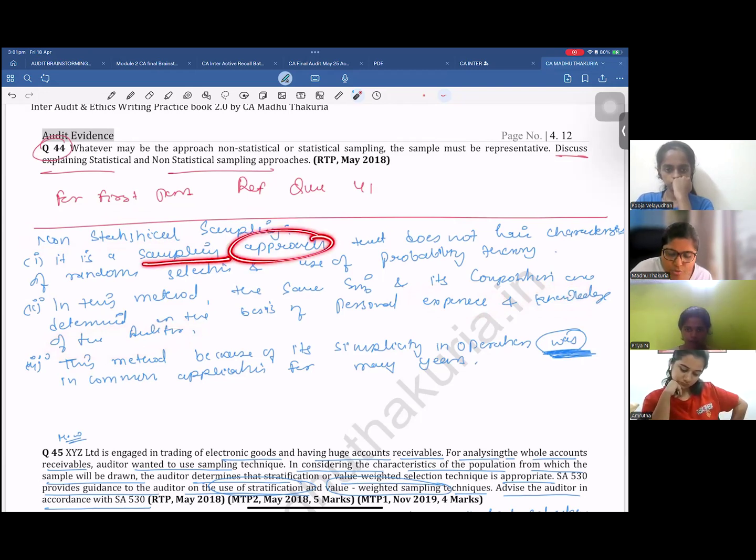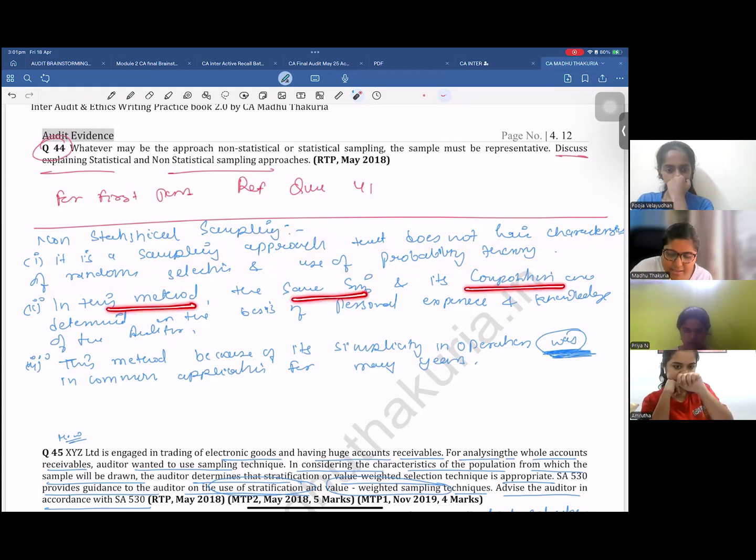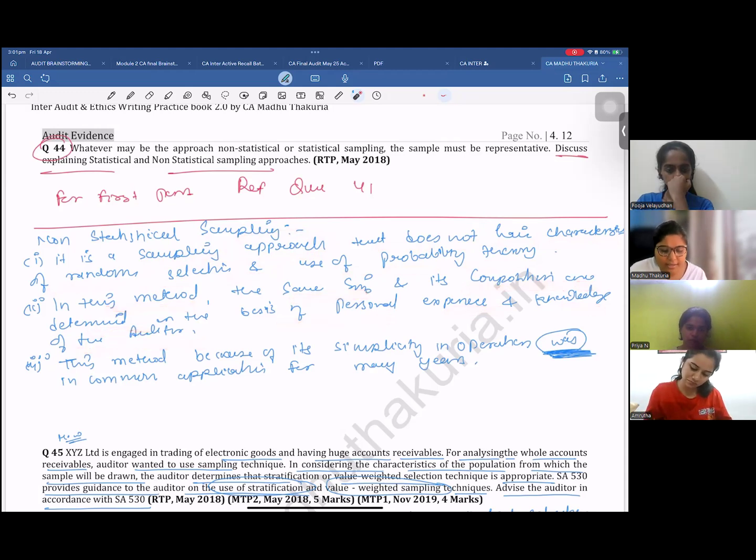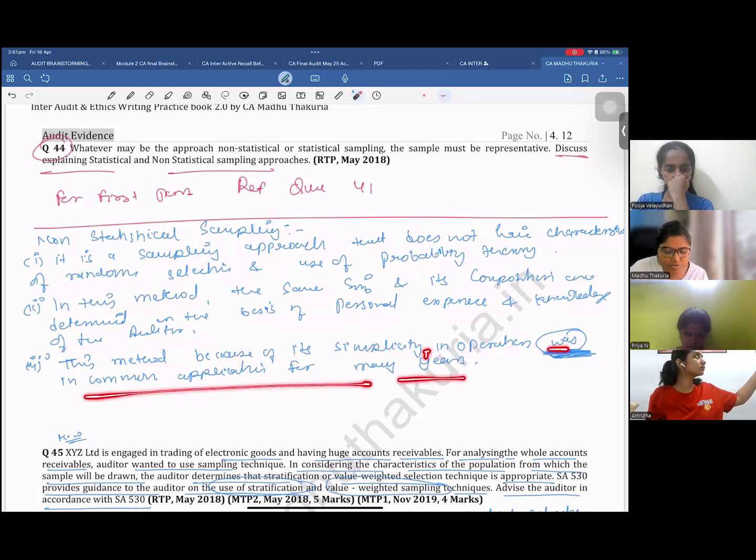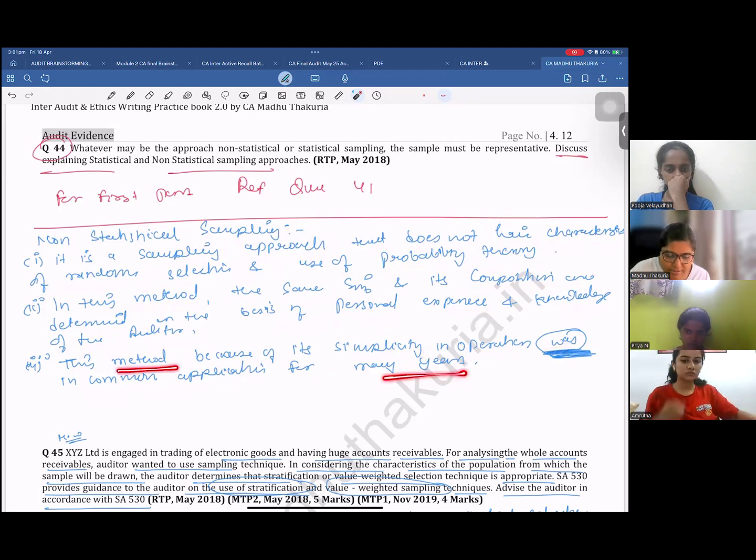It is the sampling approach that does not have the characteristics of random selection and use of probability theory. In this method, the sample size and its composition are determined on the basis of the personal experience and knowledge of the auditor. This method, because of its simplicity in operation, was in common application for many years. So just to explain non-statistical sampling, we'll have to remember just 2 to 3 lines. That's it.